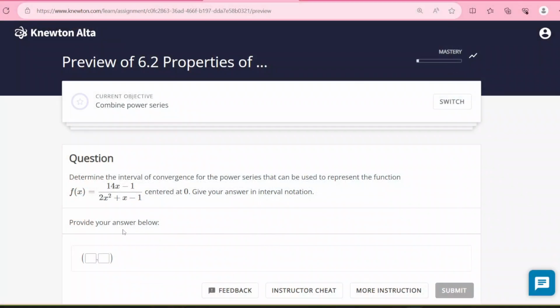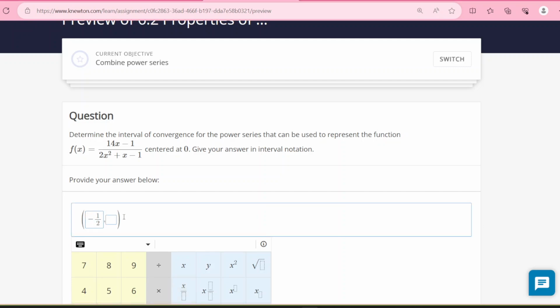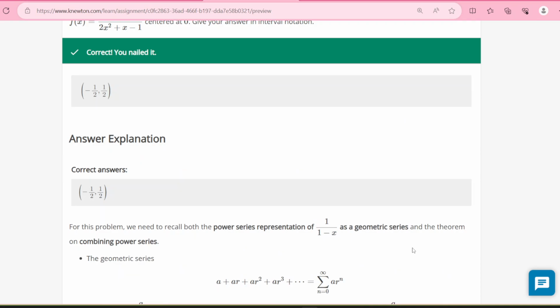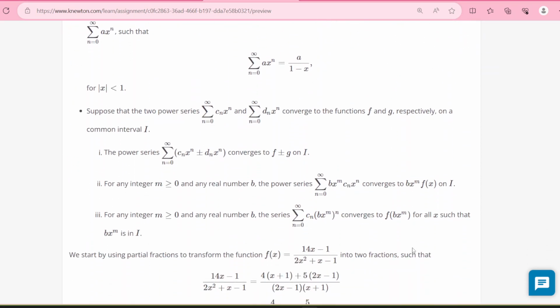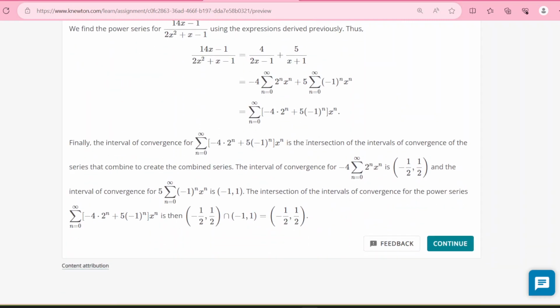And that's all they ask for here. They just want, you got these series centered at 0. What would be the interval of convergence for the series when you put them together? So -1/2 to +1/2. And that's all. Great. And again, read through the answer explanations, please. Now, they actually put it all together, but all they wanted was this interval of convergence.